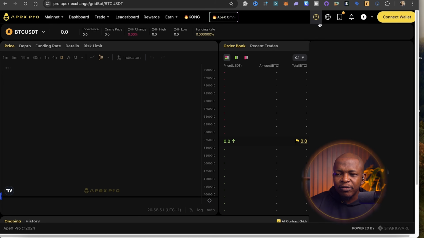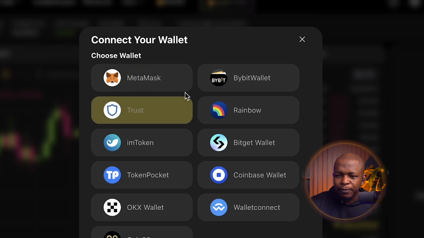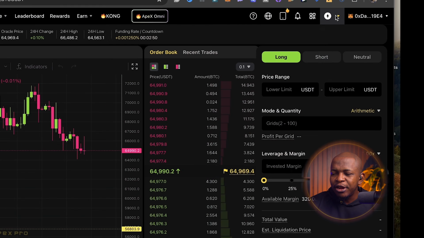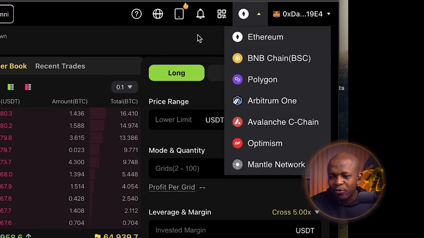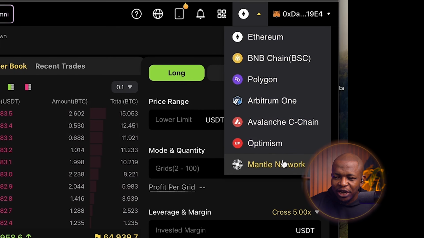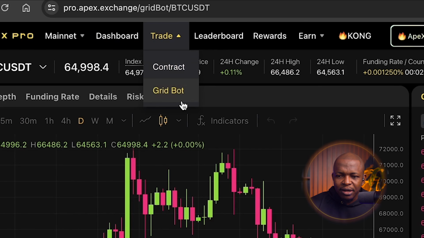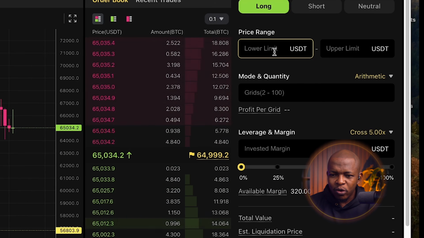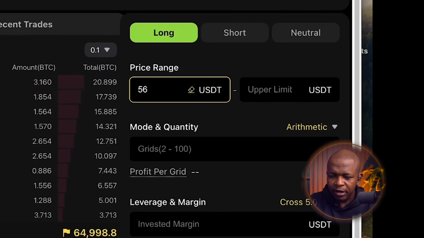First off, guys, you have to connect your wallet. Let me go ahead and connect my wallet again. So MetaMask. Of course, you can have your funds on any of these chains: Ethereum, BNB, Polygon, Arbitrum, and the rest. Just connect your MetaMask wallet. You can use any of the chains provided here. Now, I'm going to go here to trade and select grid bots. For these bots, the lower limit I have calculated is 56,803.